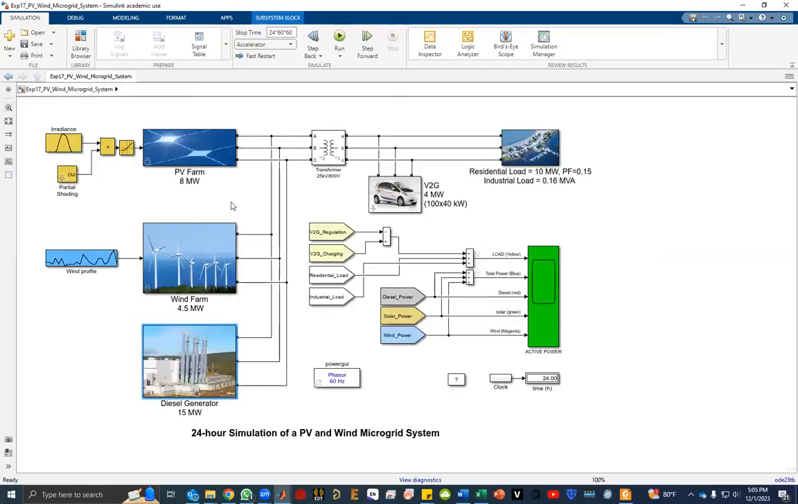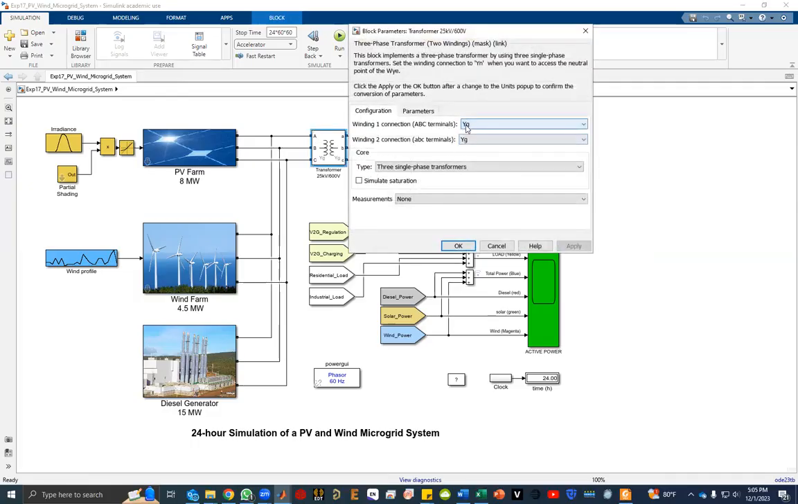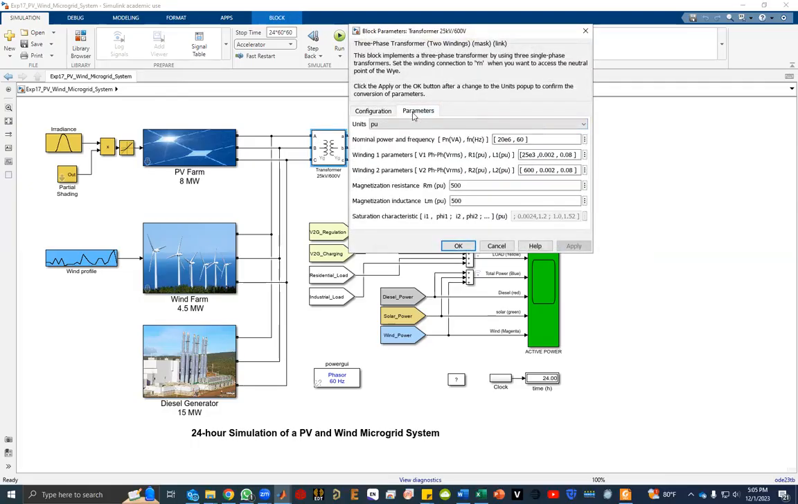Then this is the grid. It's not a grid, you can say, but a miniature version of a grid. This is the transmission line, you can say, and we have a transformer. After the grid, this is Y connected, and if we look at the parameters, nominal winding 1 is this, winding 2 is this.